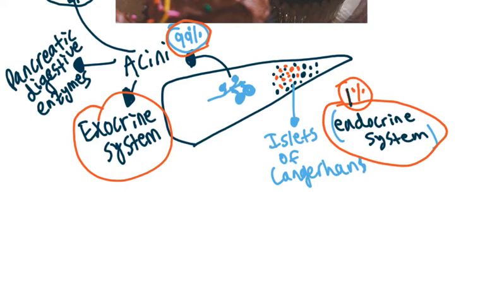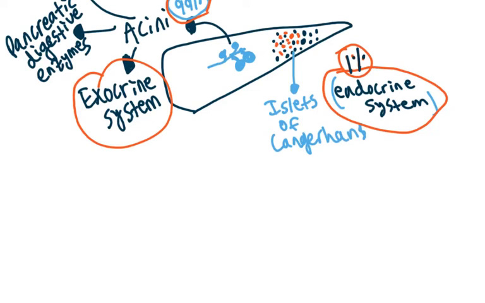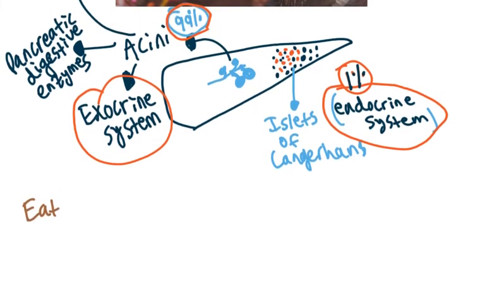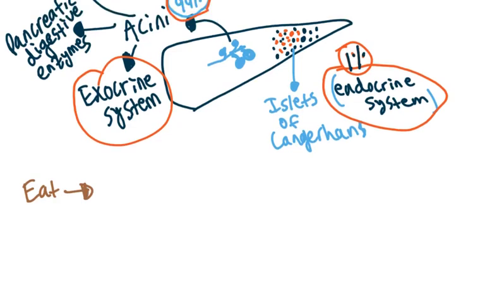All right, so that's that. Now let's review some basic mechanisms. When you eat, what happens? If you eat a carbohydrate-rich meal, then what happens next? Well, our blood glucose levels rise.